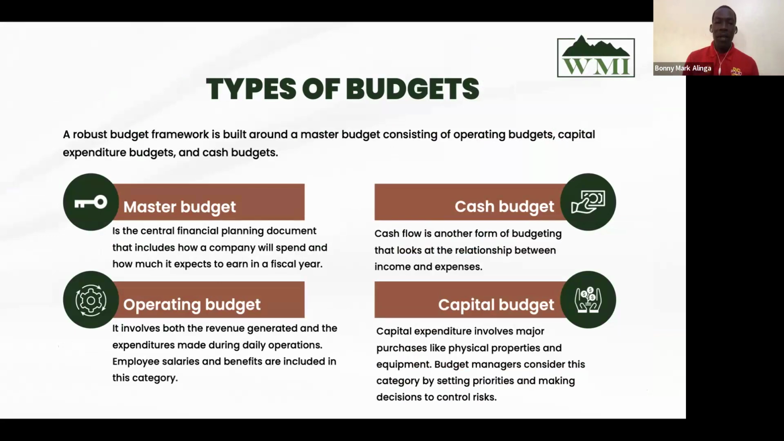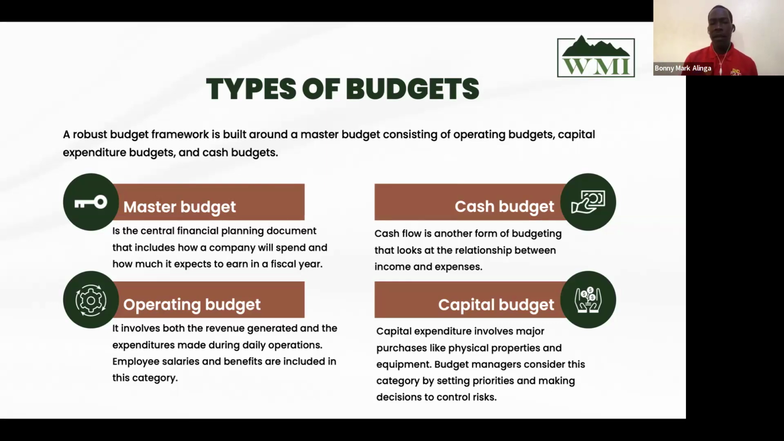So a robust budget framework is built around the master budget, considering the operational budget, capital budget, expenditure budget, and cash budget, the daily operation of the entity. All these are categorized in the budget types.